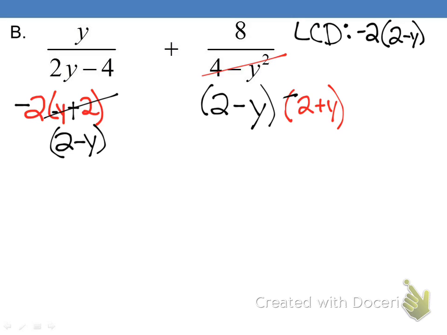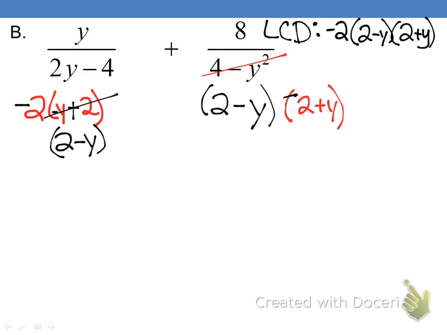I'm going to move this over a little bit. Shrink it. All right, does everyone see what we're doing? And there are other ways to do it. I was going to change the second denominator to be a negative instead of the first. But this is completely fine too, okay?